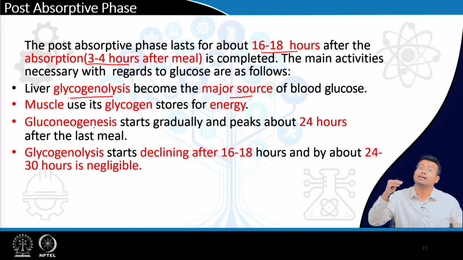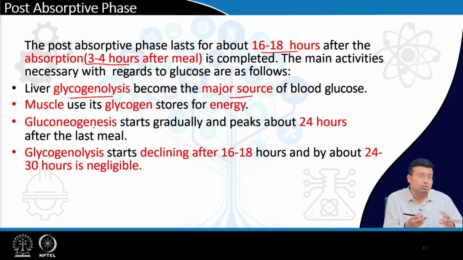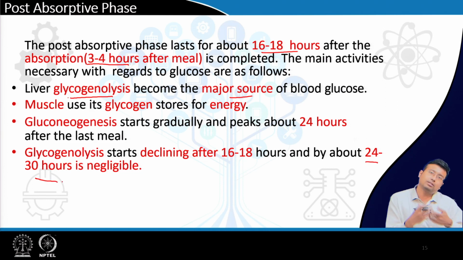The normal blood glucose level is maintained very beautifully. How? By the process of glycogenolysis. After the glycogen sources are depleted, then what happens? Gluconeogenesis starts, but it only starts after 24 hours. For the first 24 hours, the continued absorption of dietary glucose as well as the breakdown of glycogen from liver and muscle maintain the blood glucose level. Generally after 24 to 30 hours, the glycogen sources are depleted.